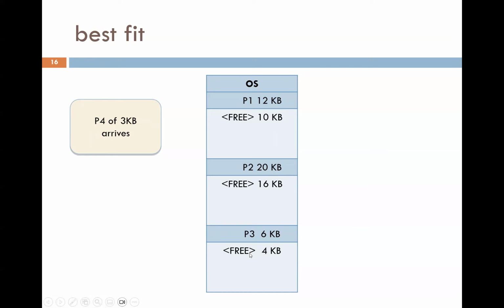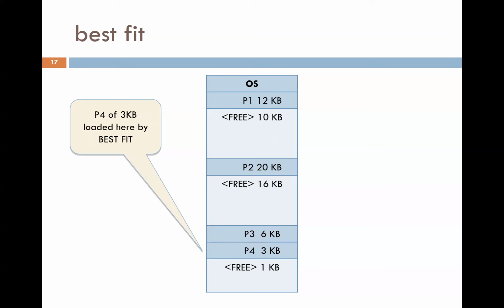So it will allocate the process over here. P4 gets loaded into this free block, and there is internal fragmentation of 1 KB in this block.